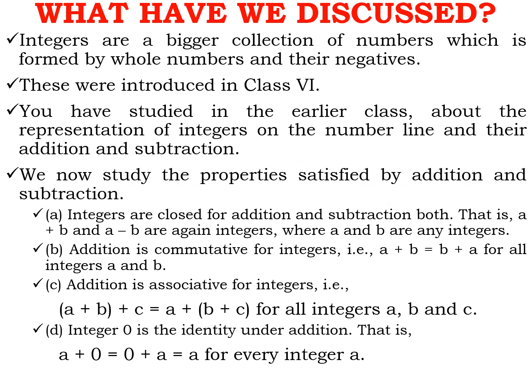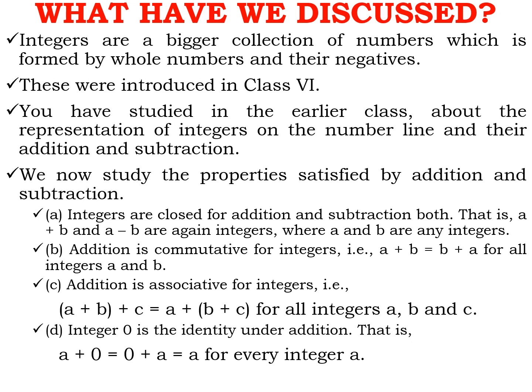What have we discussed? Integers are a bigger collection of numbers which is formed by whole numbers and their negatives. These were introduced in class 6. We have studied in the earlier class about the representation of integers on the number line and their addition and subtraction. We now study the properties satisfied by addition and subtraction.